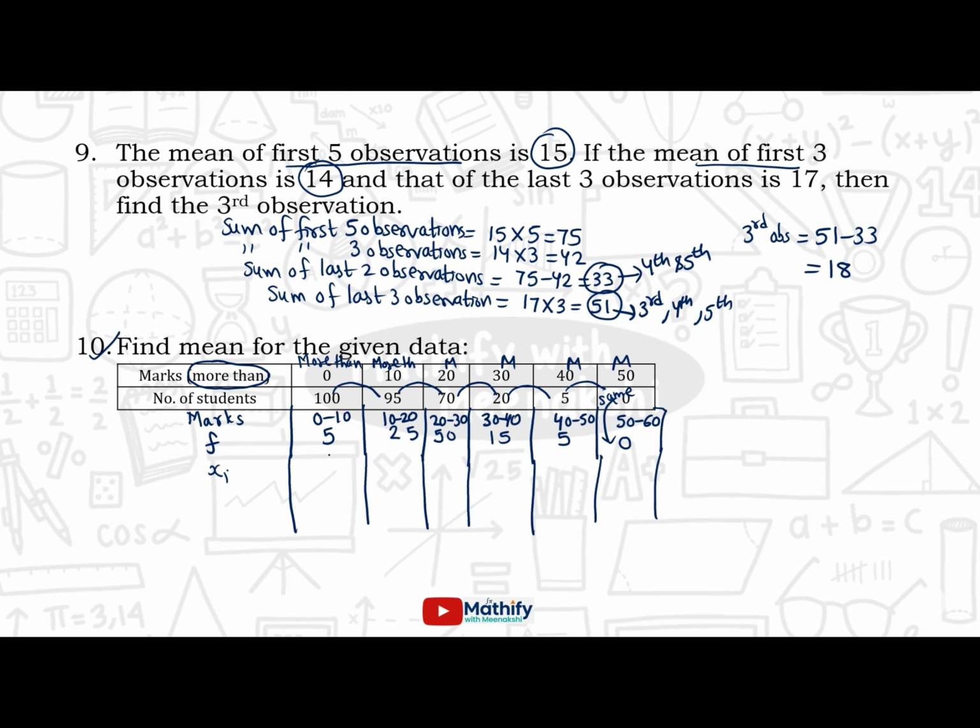0 plus 10 divided by 2. That's 5, then 15, 25, 35, 45, and 55. Now I will find my di. What is di? Xi minus a.